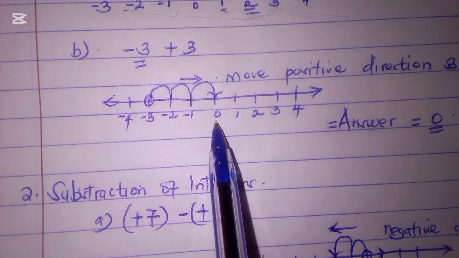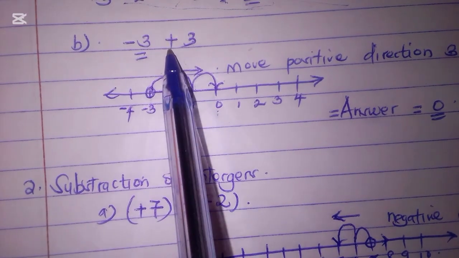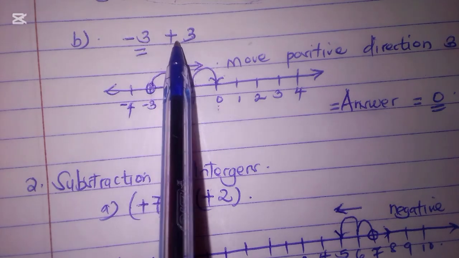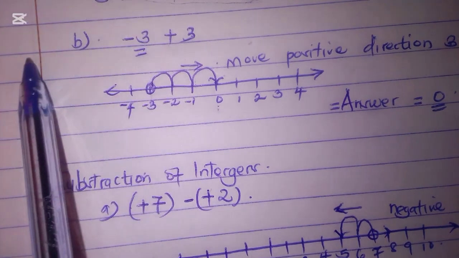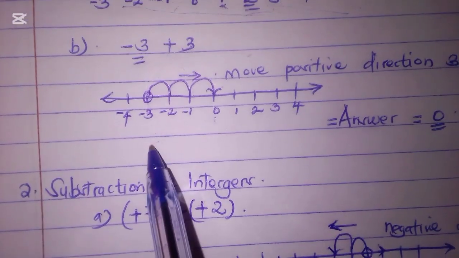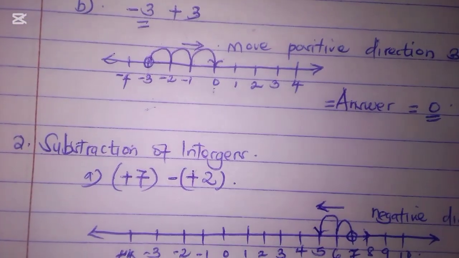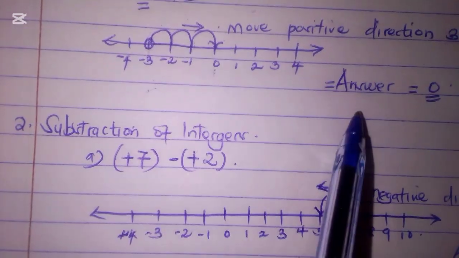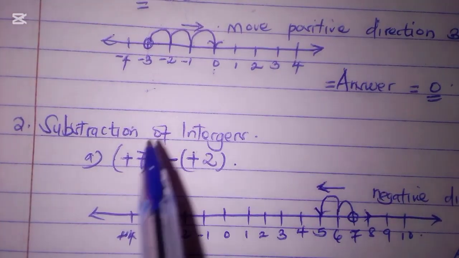That gives us 0. Do not forget, if it is positive, we are going in the positive direction, the right hand side. If it is negative, we are going in the negative direction, the number of steps being the number that is written there. So our answer gets 0. Do not forget to always write your answer below after working the number line.